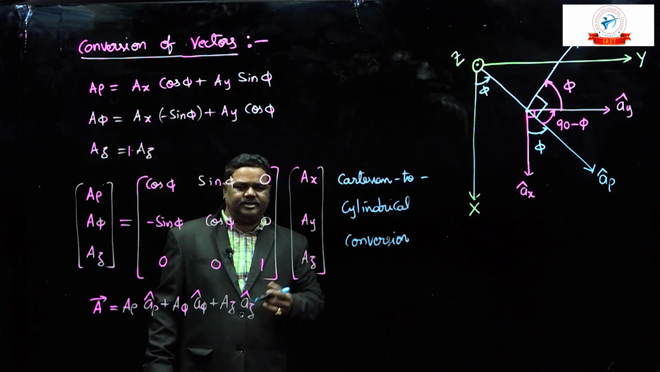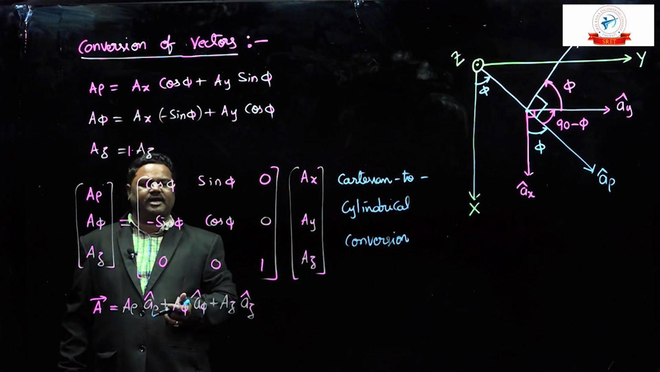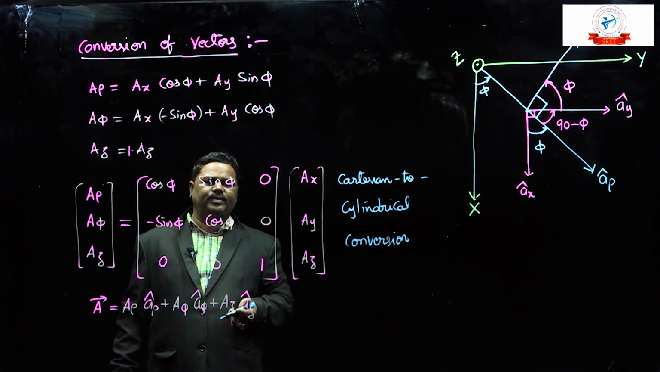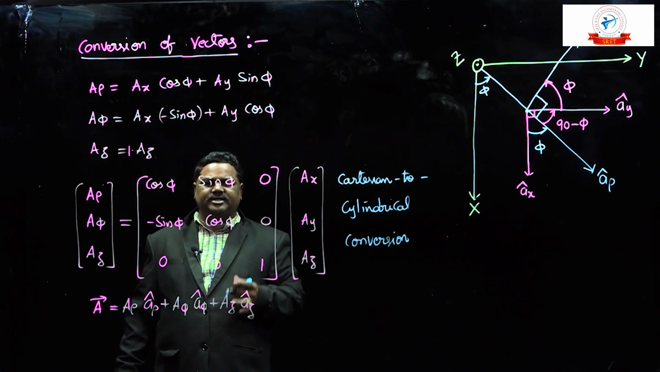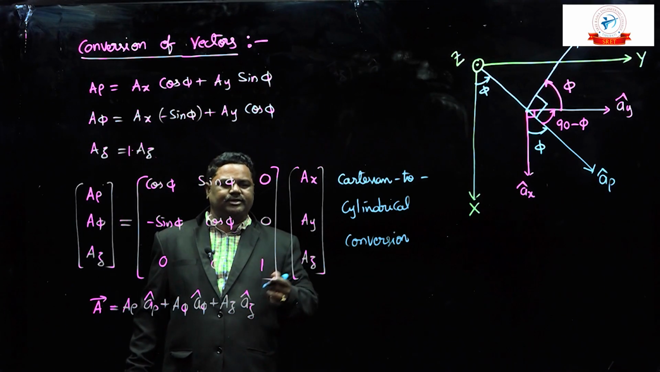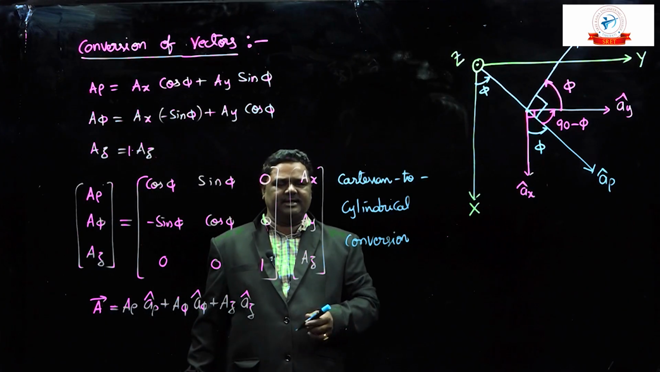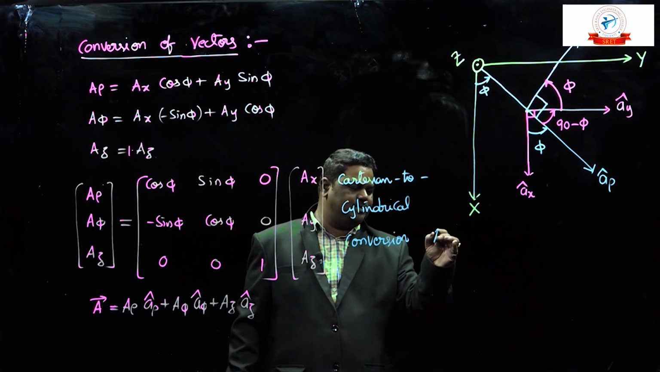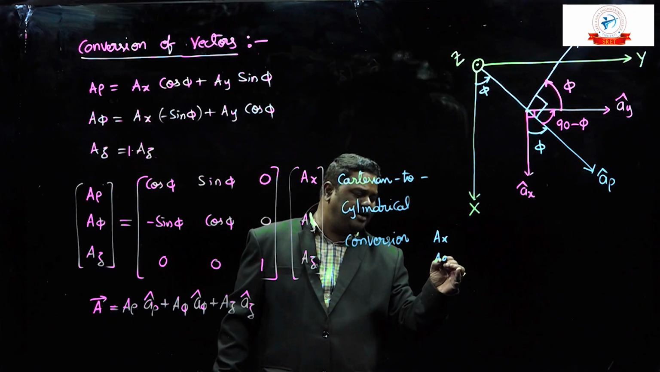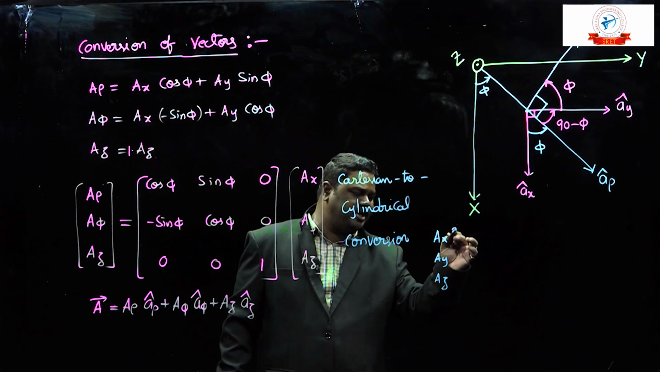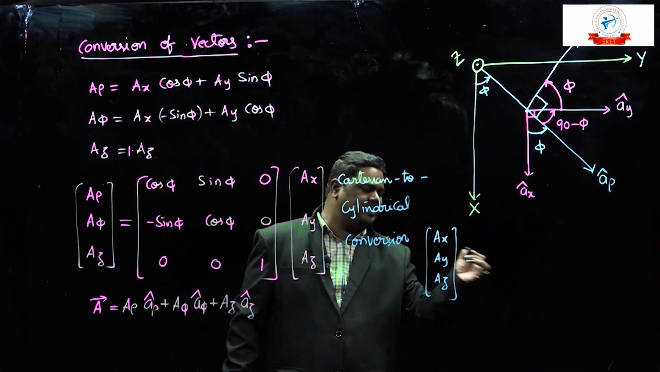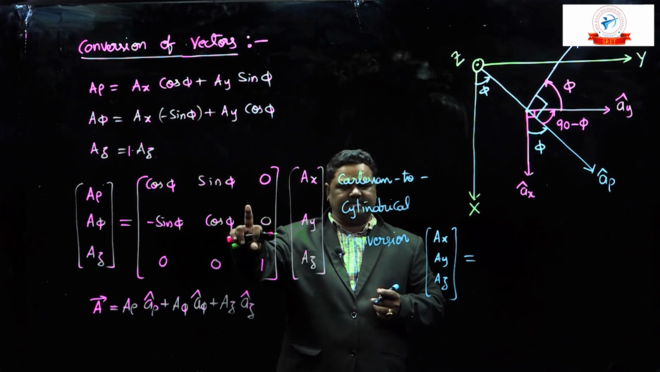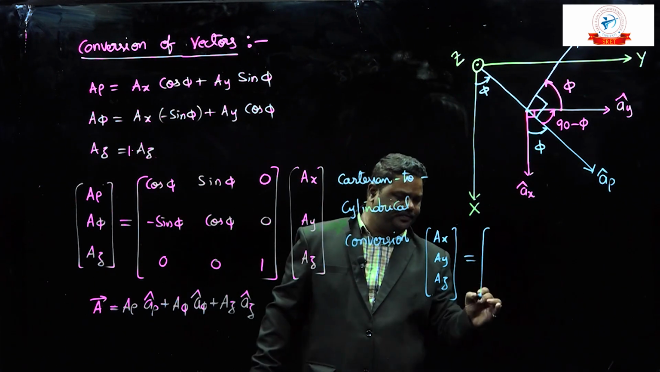Similarly, we can do the vice versa conversion. If you know the vector in cylindrical, we can convert it into Cartesian also. For that, the simple thing to remember is: to find the vector in Cartesian, with x component, y component and z component, just take the transpose of this matrix and substitute here.